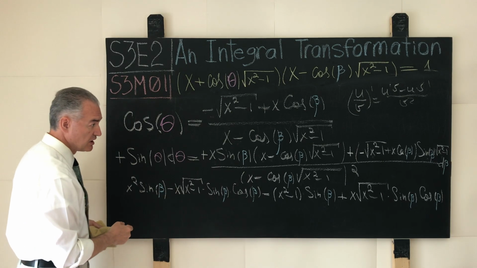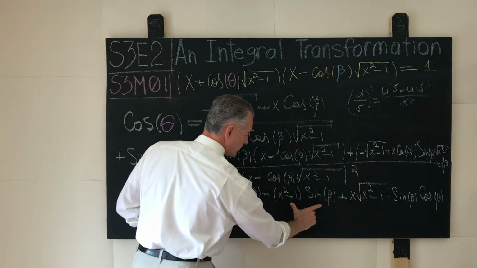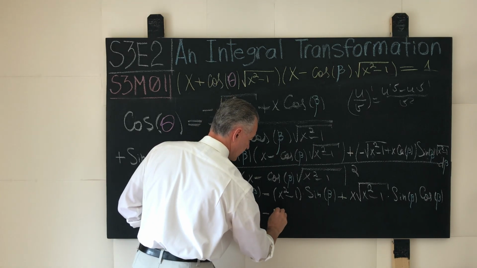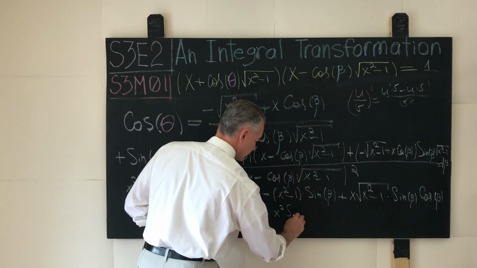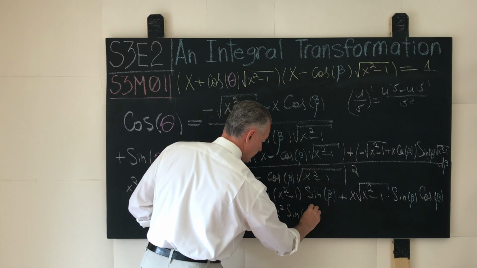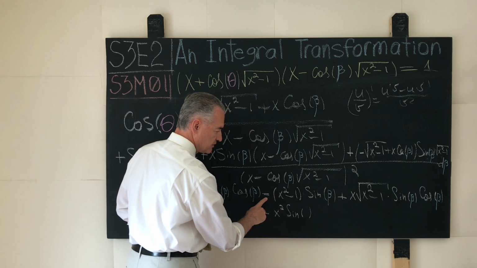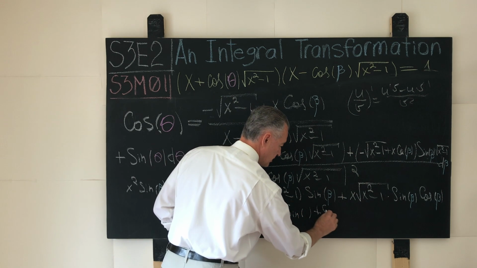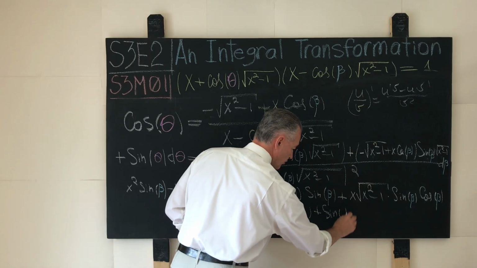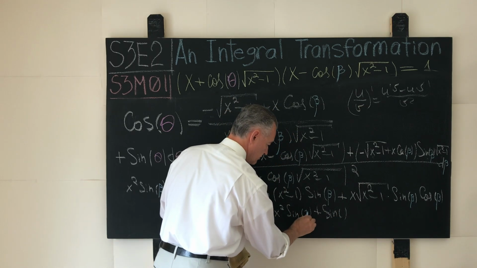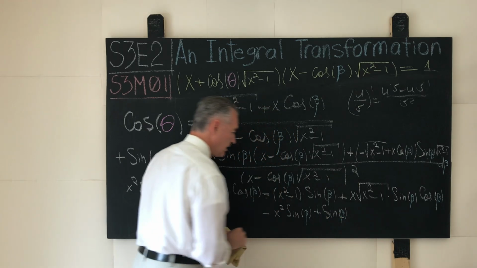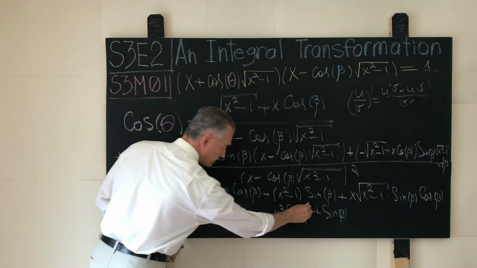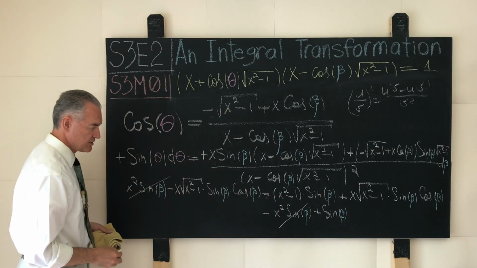So what do we see? If we unwind this nasty term over here, we will have what? Minus x squared sine of beta, negative minus sine plus the sine of beta. You see, again, nothing complicated. And now let's witness the magic. This term and this term cancel each other out.